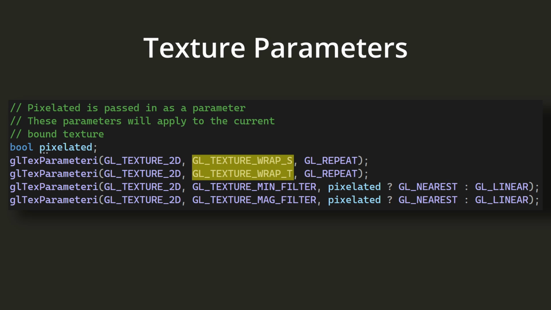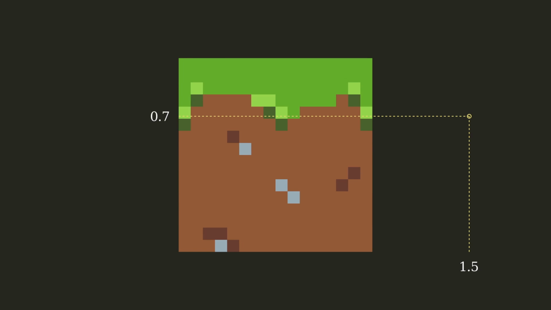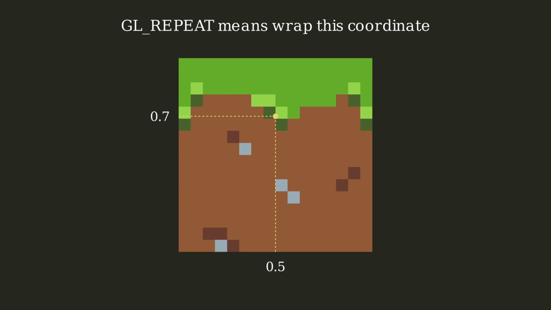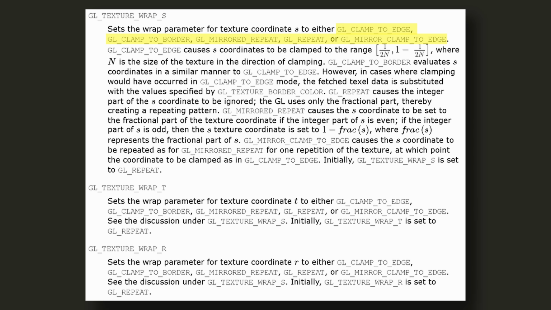The wrap S and wrap T parameters indicate what I would like to happen when you specify a texture coordinate outside the normalized 0 to 1.0 range. For instance, if I specified the value as 1.5, we could tell OpenGL to repeat the texture and treat that value as 0.5, as if the texture had wrapped around to the beginning. We could also specify clamp to edge, mirror itself, and do more stuff.